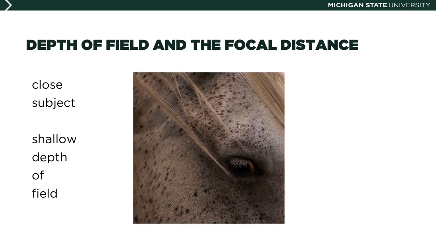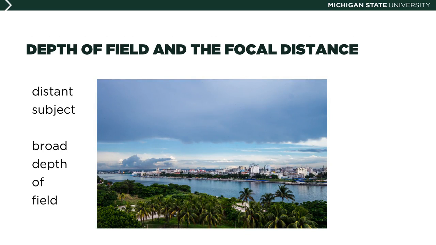In the first image, where the subject is close to the camera, you notice that there's a shallow depth of field. Conversely, in the second image, where the subject is quite distant, there's a broad depth of field going all the way from the foreground to the background of the picture.